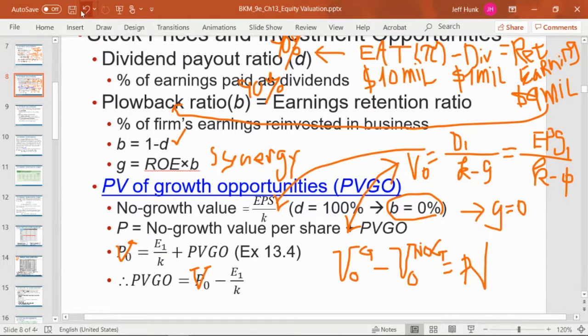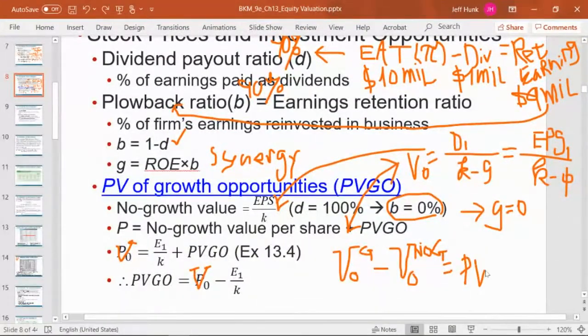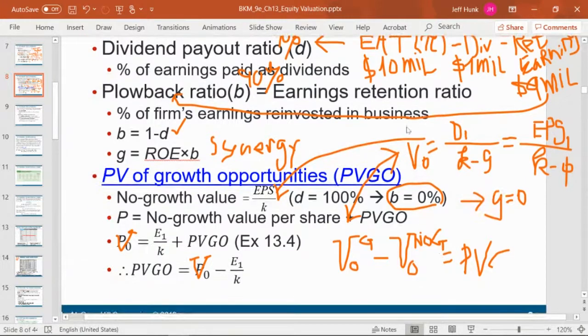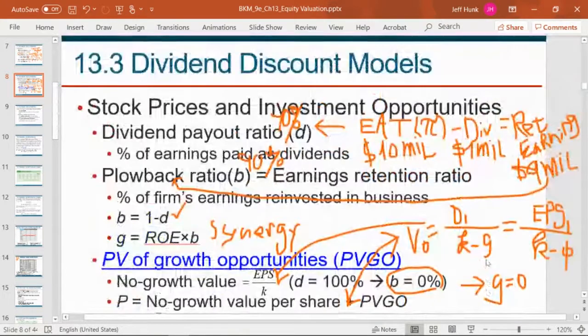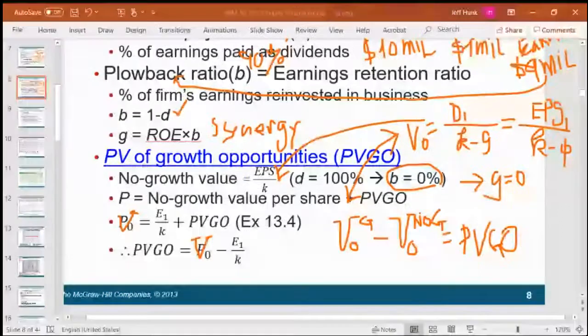The only difference between the two companies, the growth firm and the zero growth, no growth firm, is the present value of growth opportunities. So that's what it is, right?